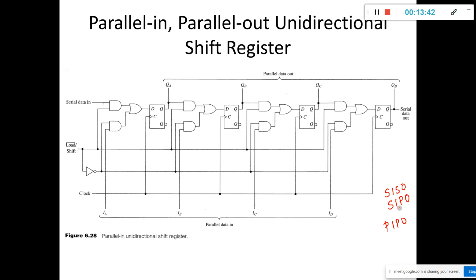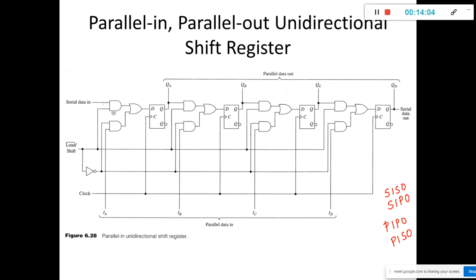SIPO, that is serial in, parallel out. Next, parallel in, parallel out. Next, parallel in, serial out. It also acts as all types, because we are having serial in also, serial out also, parallel data in also and parallel data out also.